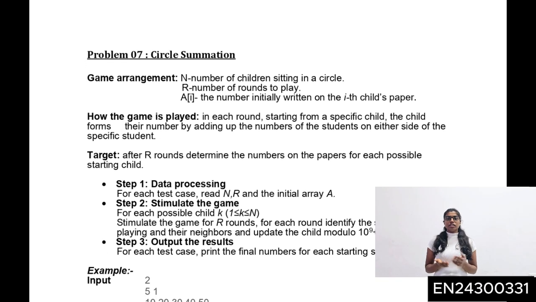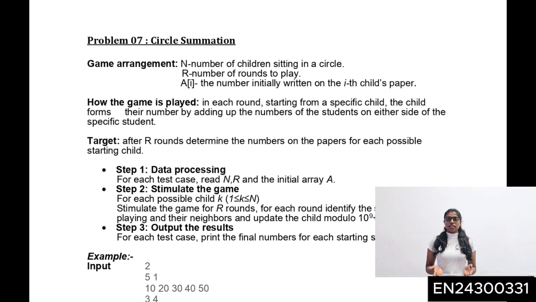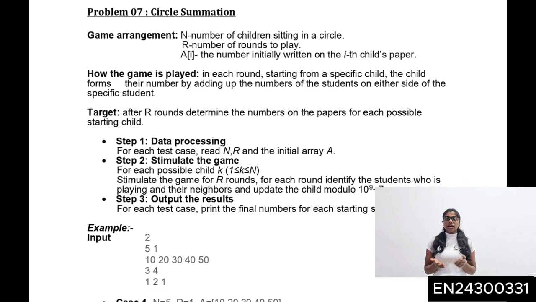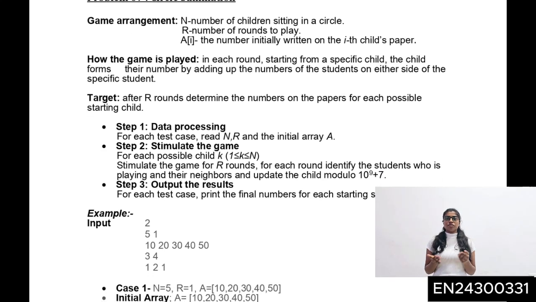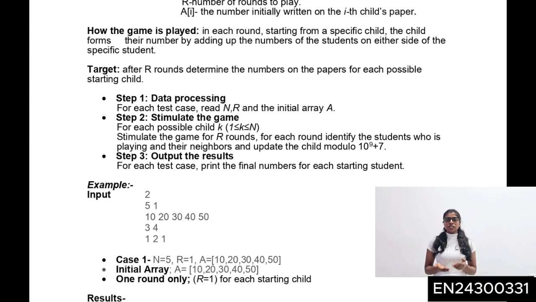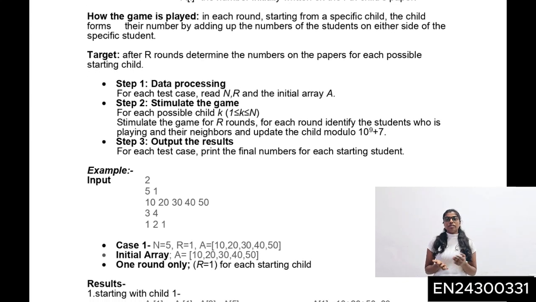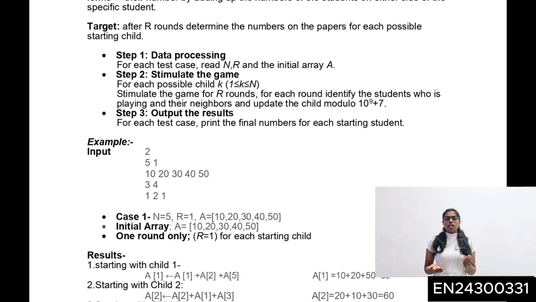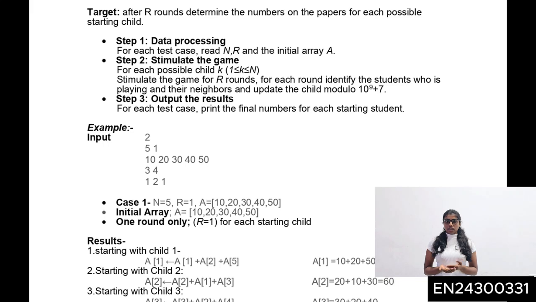The problem involves a game with children seated in a circle. Each child starts with a number, and during the game they update their number based on the sum of their neighbors' numbers. Our task is to determine the final numbers after r rounds, starting with each child. First, read the number of children, the number of rounds, and the initial numbers.